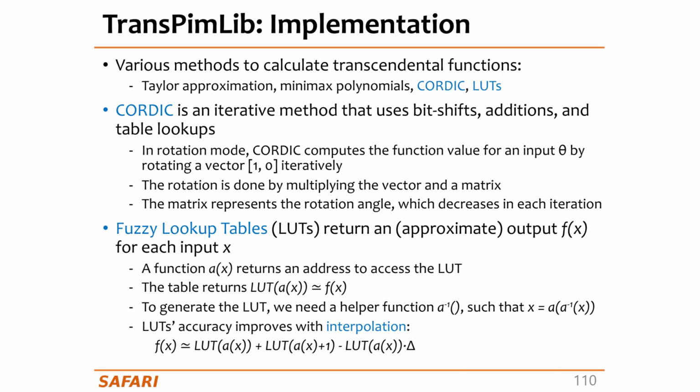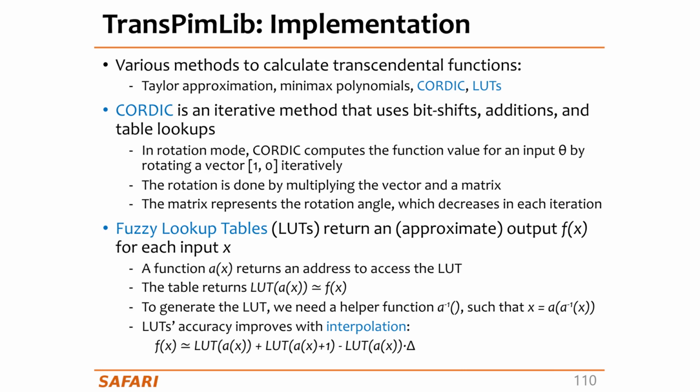Basically, the rotation mode computes the function by rotating a vector iteratively until we are as close as we want to the accurate result. And the rotation is done by multiplying a vector by a matrix. The matrix represents the rotation angle, and this decreases in every iteration in order to fine-tune the result.